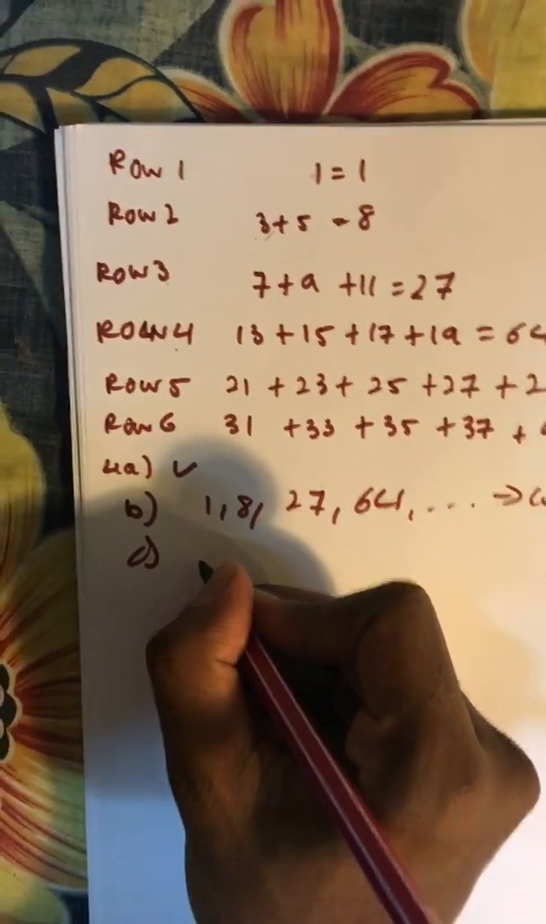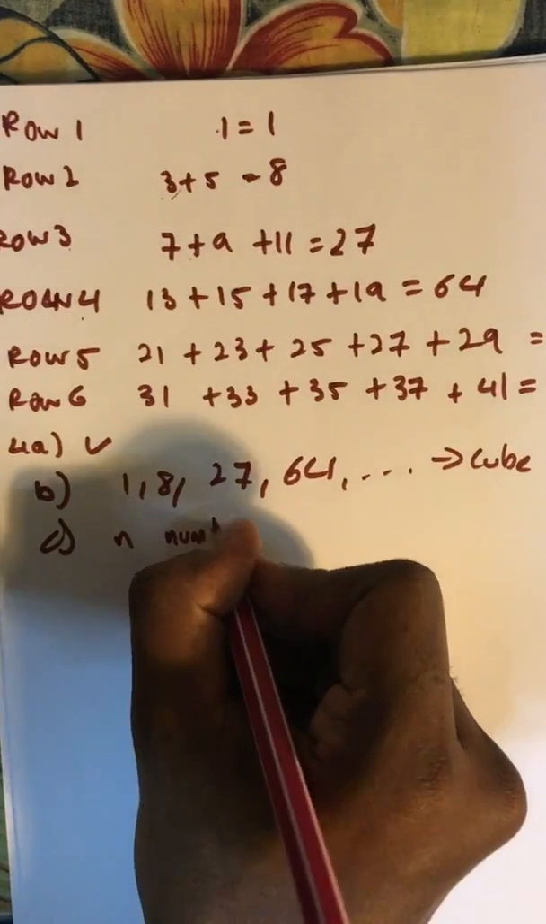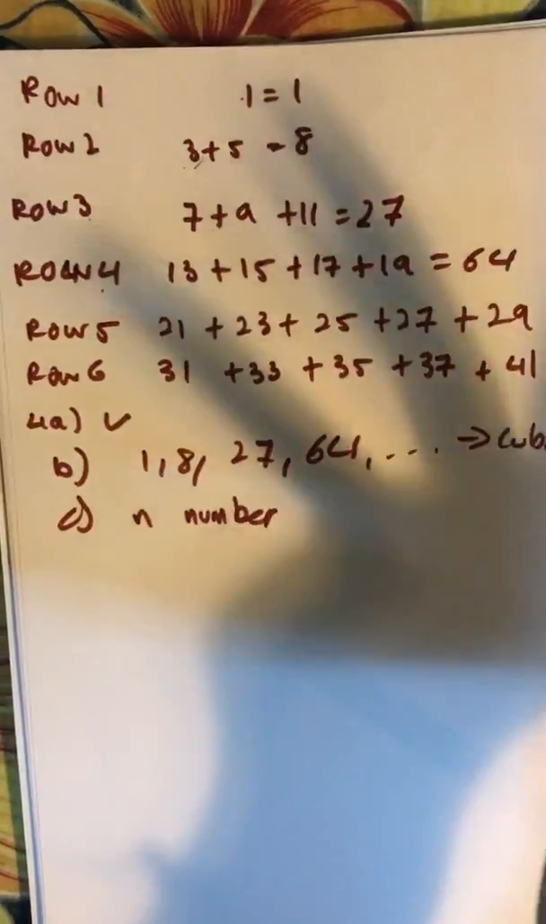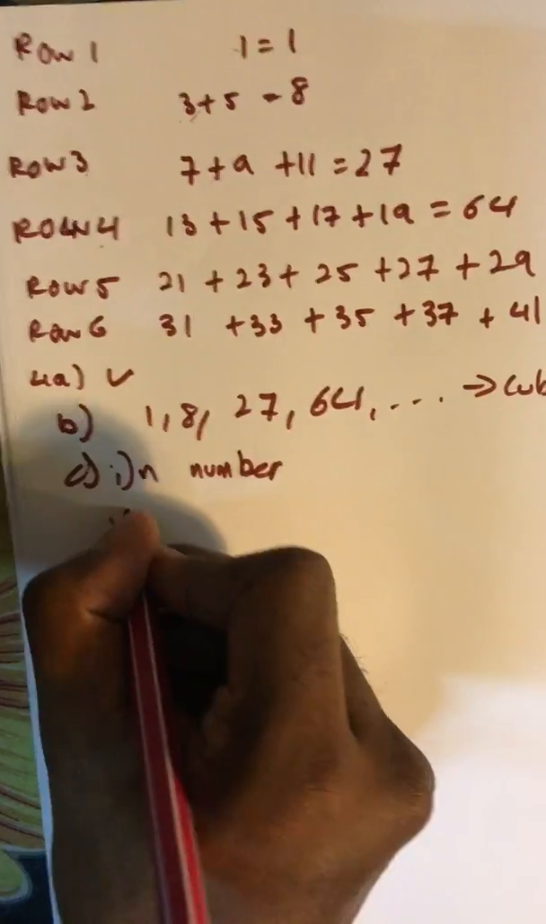So here they ask you how many consecutive odd numbers in row n. That means we don't know the row, so it's actually n numbers, because we follow the row. If row 6 has 6 odd numbers, row 5 has 5 odd numbers, so n and n, finish. Okay, so that's C Roman 1. Now for C Roman 2.